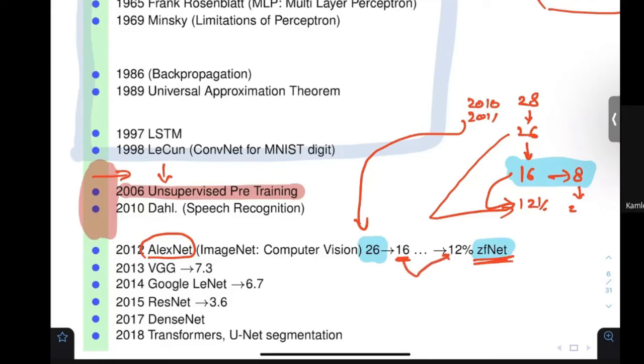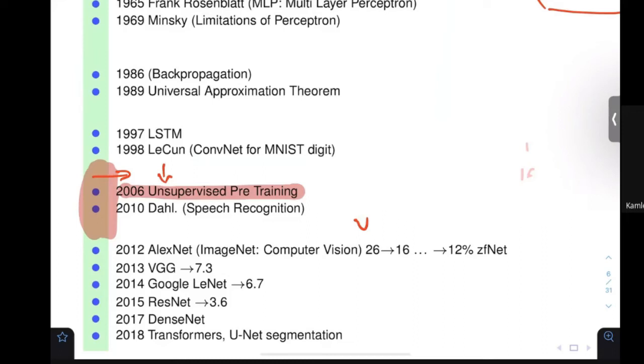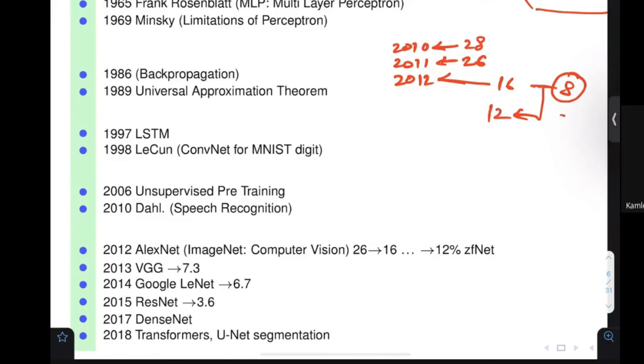So once again, just help me to understand what I'm telling. There was a very big database. Once again, 2010, 2011, 2012. The error was 28%, then 26%. Suddenly the error became 16% with the 8-layer architecture. Somebody told, okay, you have not optimized things. If you can optimize it well, it could be 12% error.